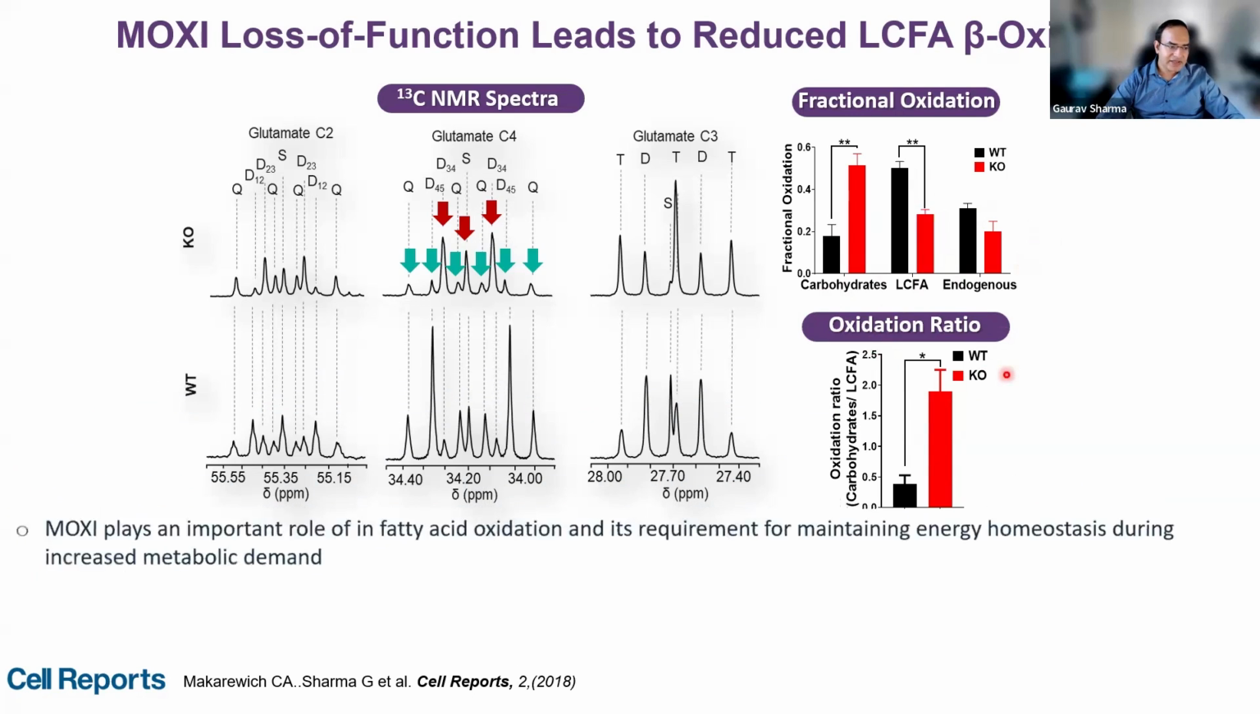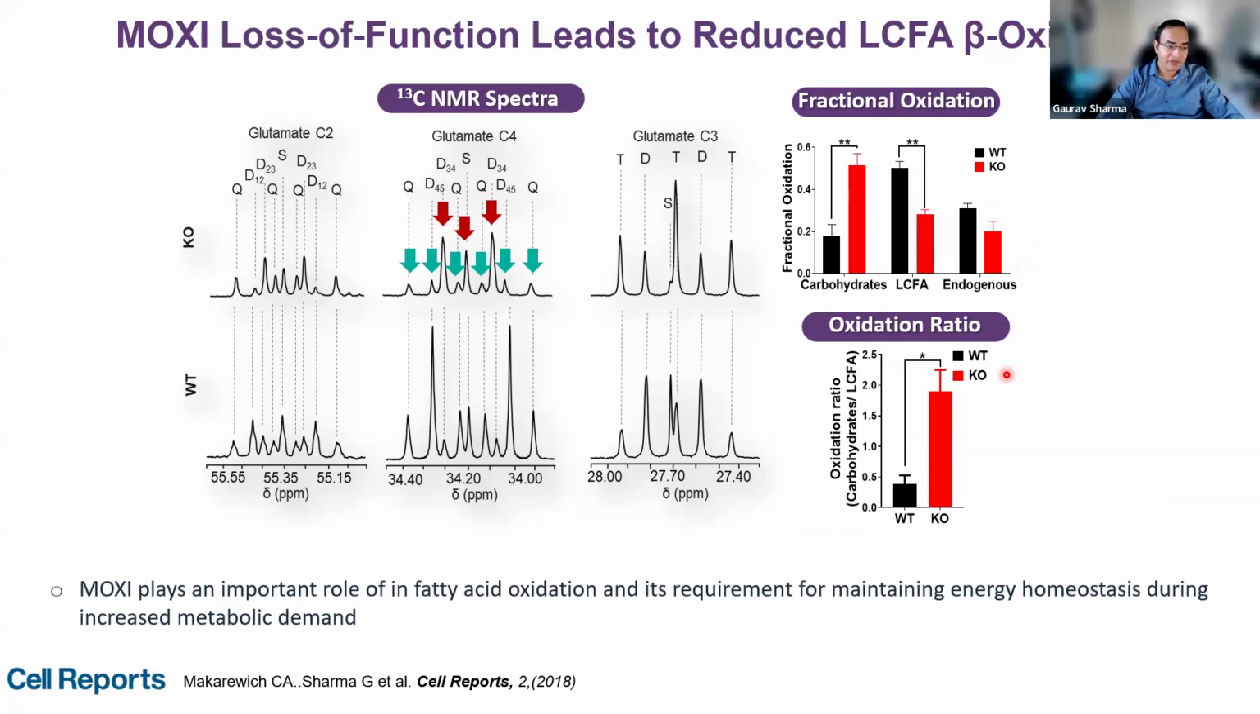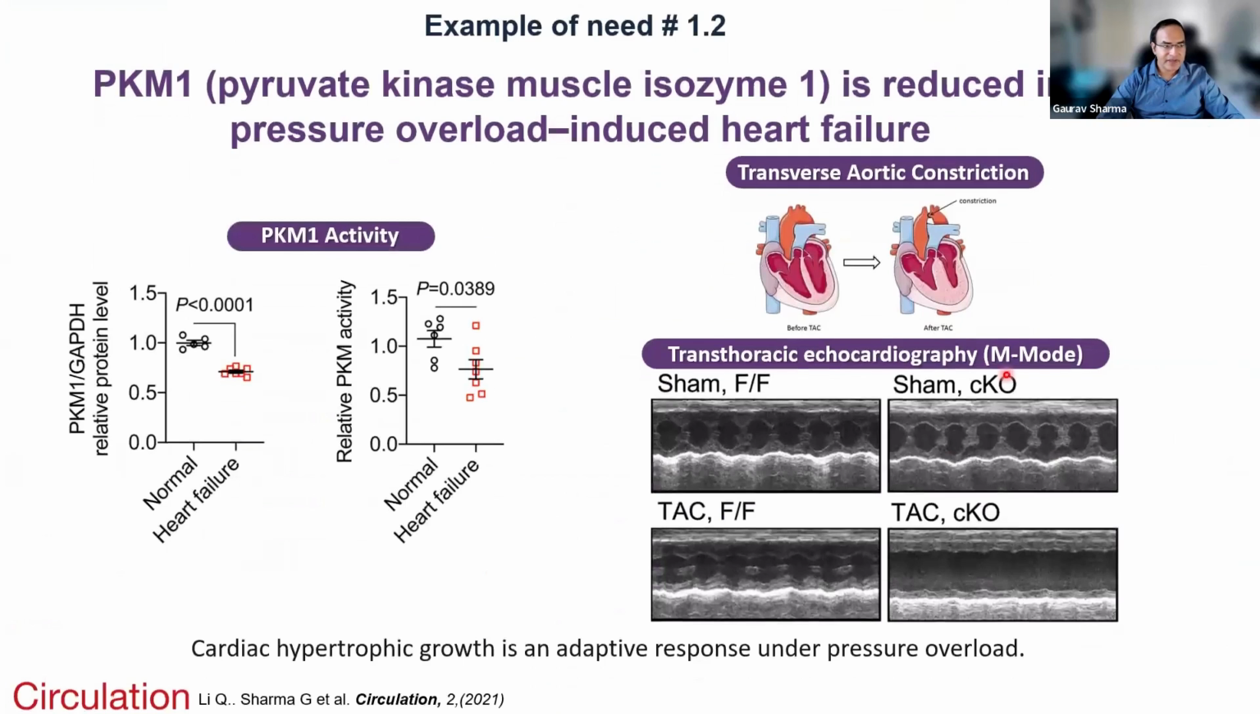So what is it telling us? It says MOXIE plays an important role in fatty acid oxidation, and it is required for maintaining energy homeostasis. The next example I would like to give is an enzyme knockout, which is PKM1, pyruvate kinase muscle enzyme first. If you have a sense of how glycolysis proceeds, this is at the end point of glycolysis, and you see that this activity is very important in pressure overload induced heart failure.